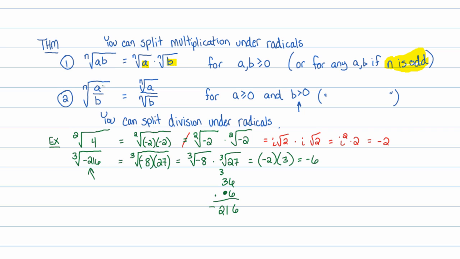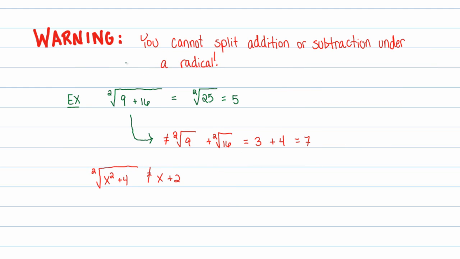Also, you can split division. So the nth root of the fraction a over b is the nth root of a over the nth root of b. Again, where a and b are positive or a can be zero. And again, I'll repeat my warning that you cannot split a radical if there's addition or subtraction inside. And again, this is from the concept video, so please watch that.